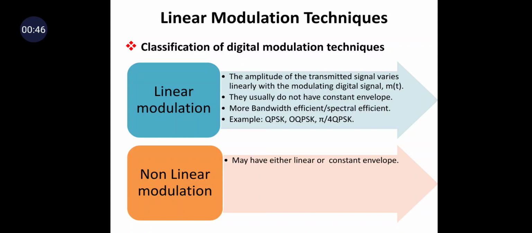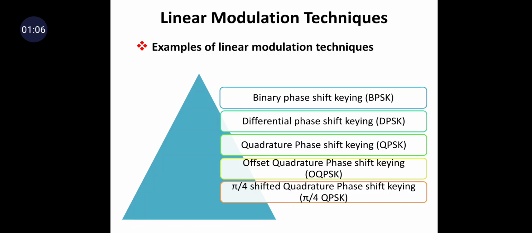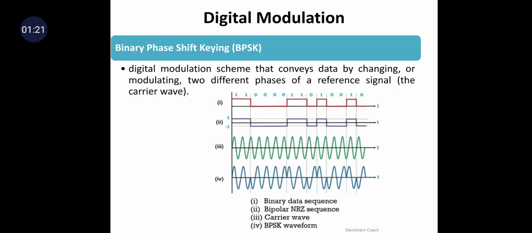There are several examples of linear modulation techniques. Some are QPSK, OQPSK, pi by 4 QPSK. And the second one is non-linear modulation. They may have either linear or constant envelope. Some examples of linear modulation techniques are binary phase shift keying, differential phase shift keying, quadrature phase shift keying, offset quadrature phase shift keying, and pi by 4 shifted quadrature phase shift keying.